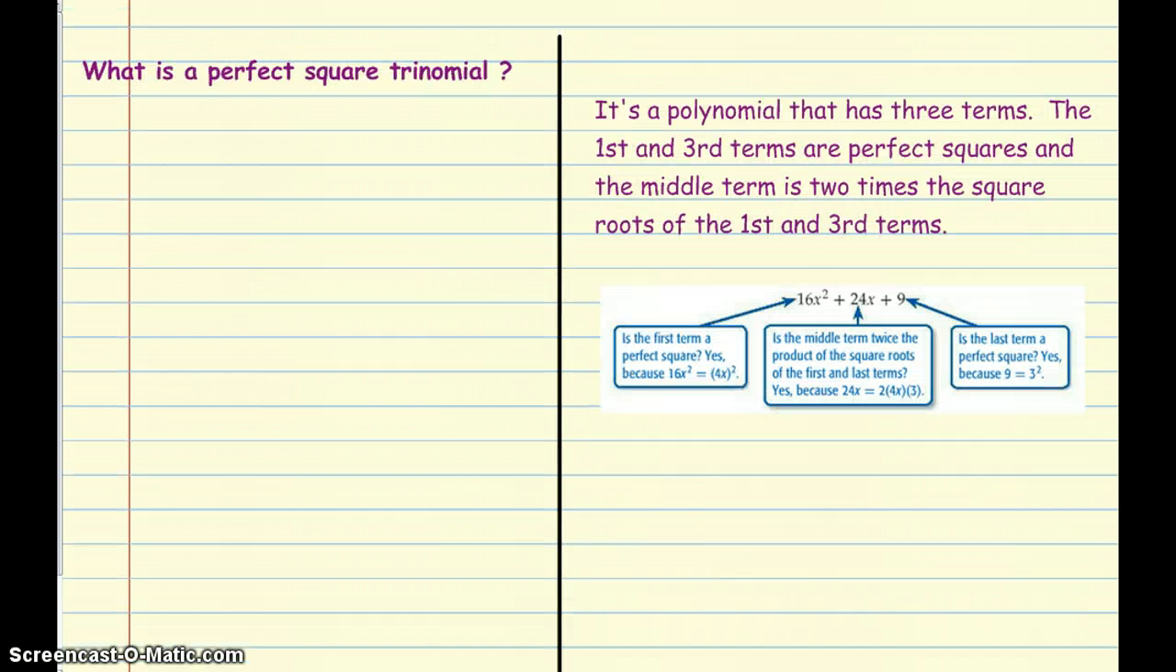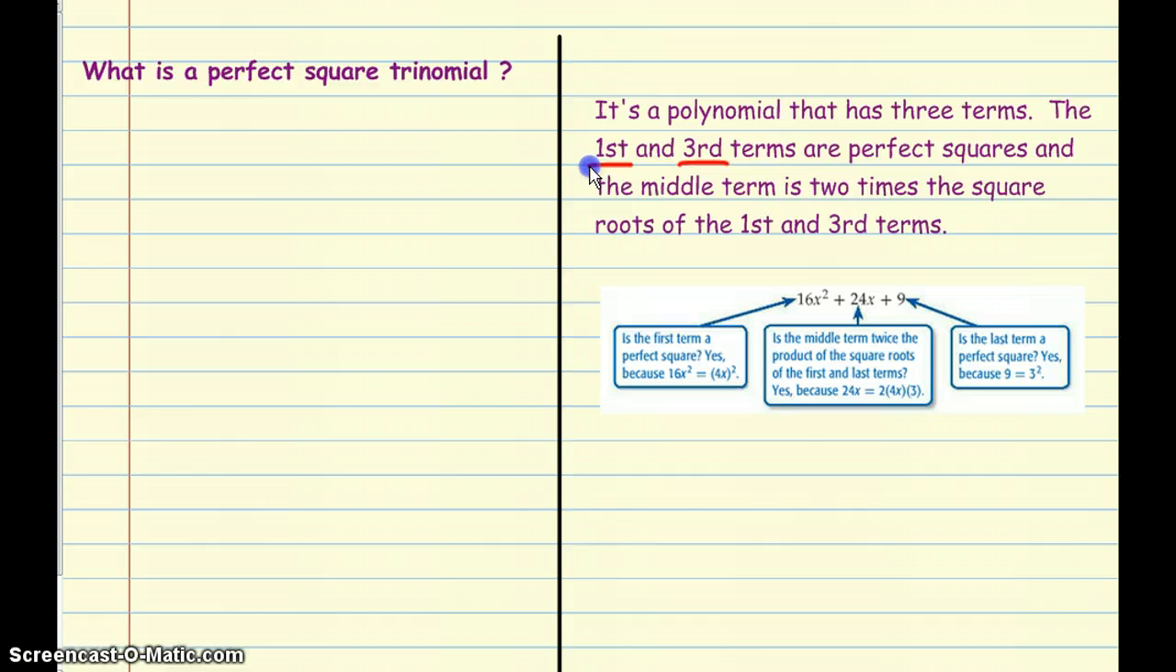So what is a perfect square trinomial? It's a polynomial that has three terms. The first and third terms are perfect squares, and the middle term is 2 times the square roots of the first and the third terms.